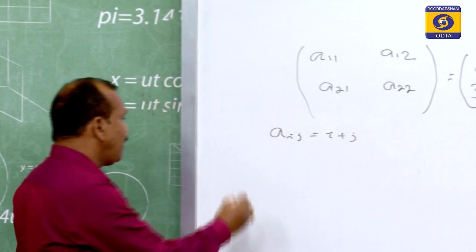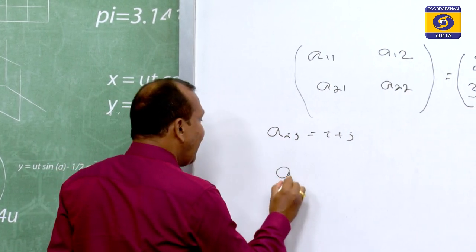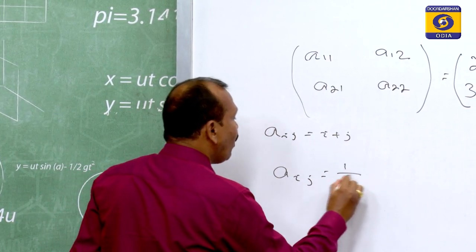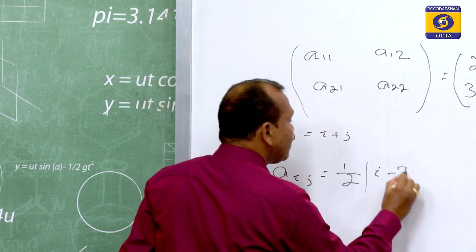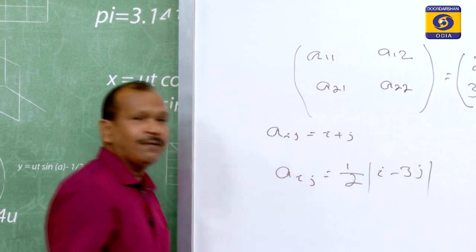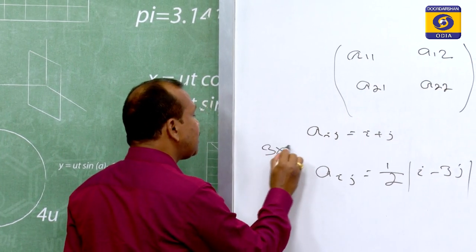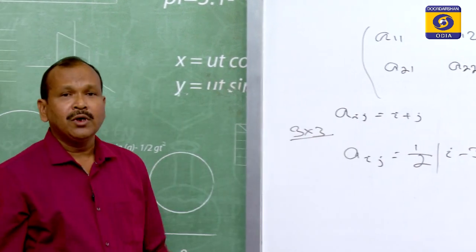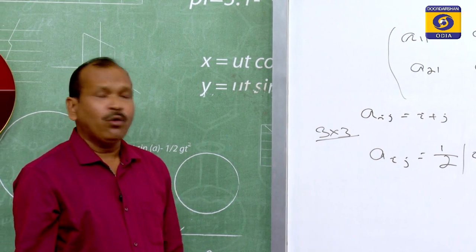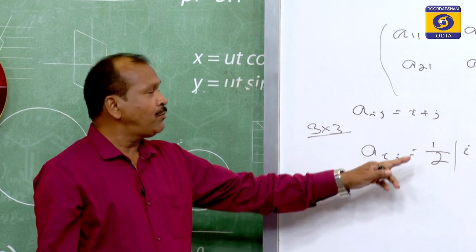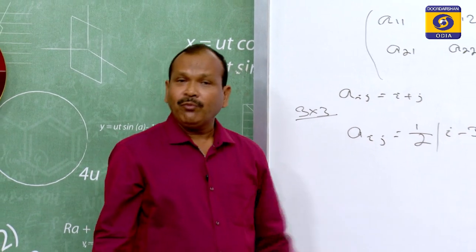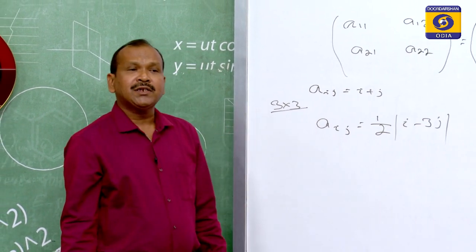Similarly, the second is given as aij equal to 1 by 2 times the modulus of i minus 3j. Construct a 3 cross 3 matrix. Question 2: construct a 3 cross 3 matrix where aij becomes half times the modulus of i minus 3j.